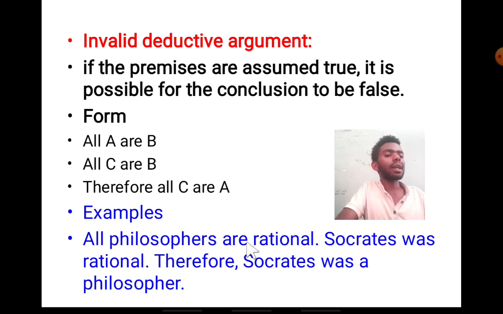All philosophers are rational. Socrates was a philosopher. Therefore, Socrates was rational. We can say it is valid.